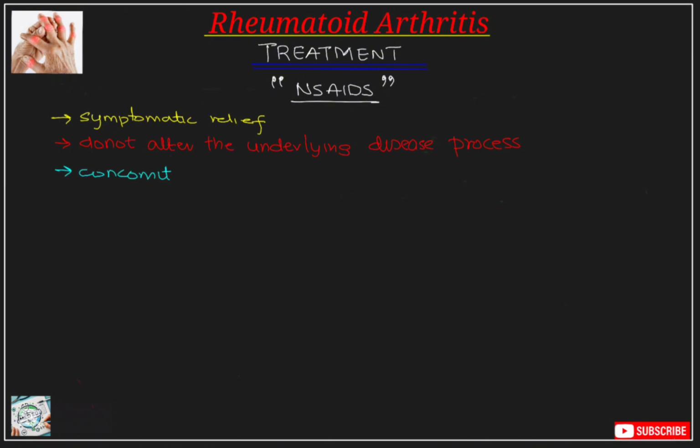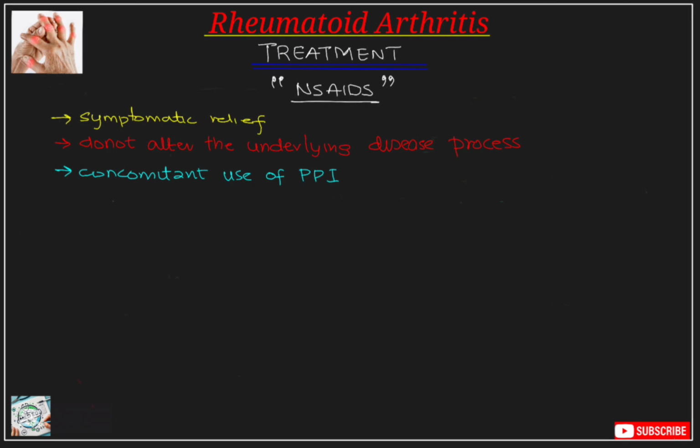Another important point is that NSAIDs inhibit the prostaglandins which protect the stomach lining. This increases the risk of gastritis, ulcers, and GI bleeding. To prevent this, NSAIDs should be used with proton pump inhibitors like omeprazole, esomeprazole, or pantoprazole.